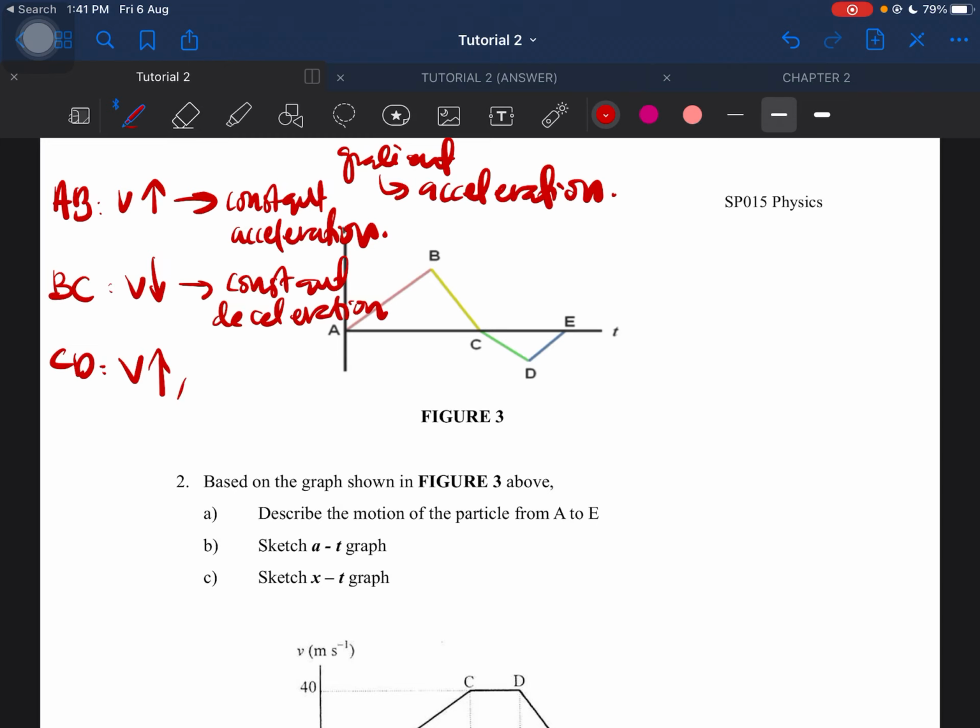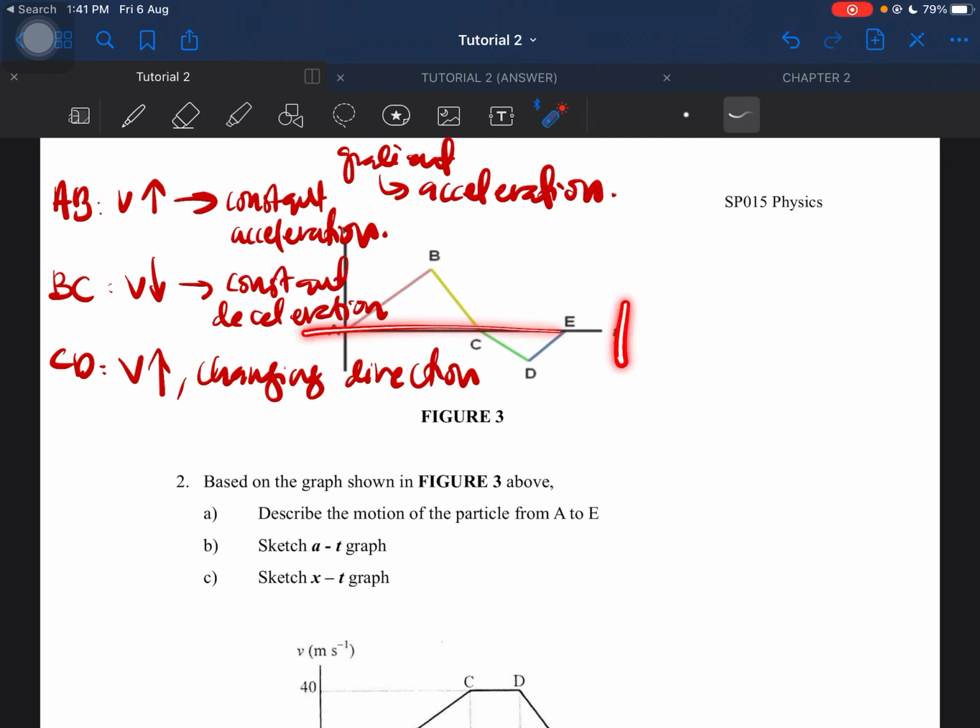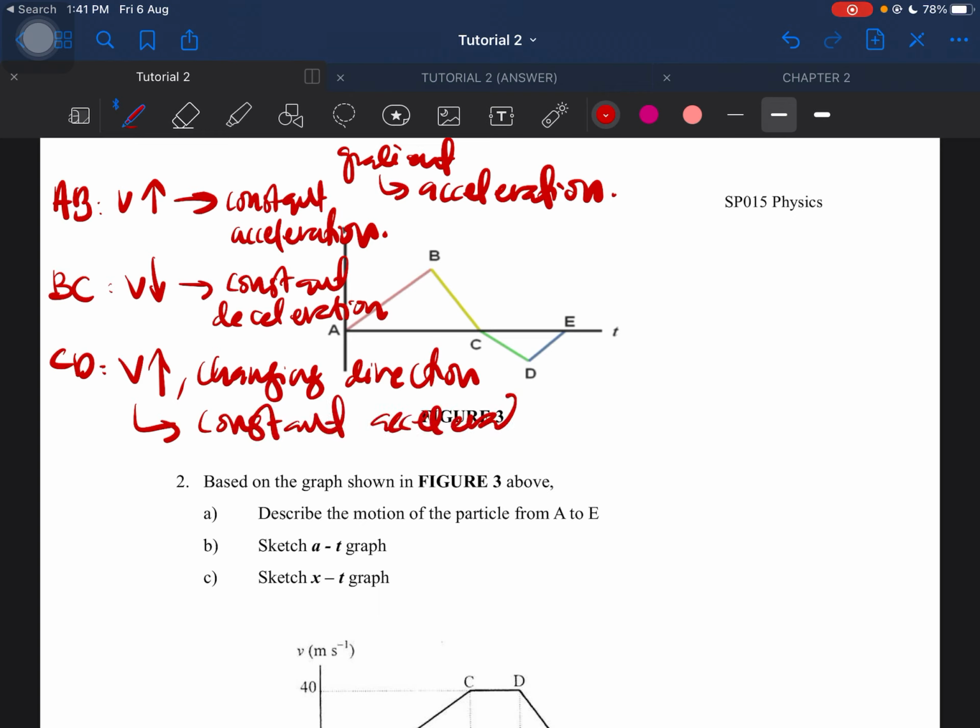And then at point C to D, we can see that the V is increasing, but it is changing direction. V is increasing, however it is changing direction because you can see they are below the x-axis, negative. So it has a constant acceleration as well.